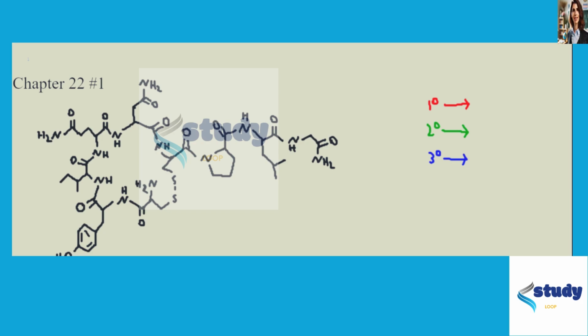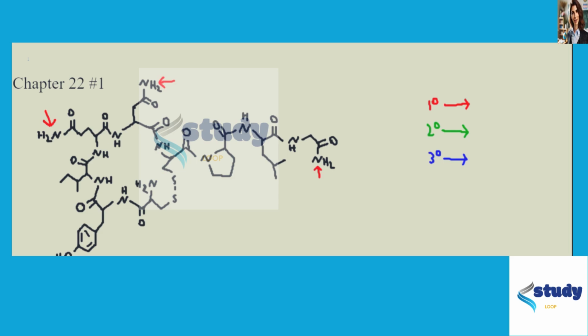I've written a little key to the right here. So I'm going to red arrow all the primary amides. There's one here. There is one here. There's one here. 1, 2, 3. There's one. That's not an amide, though. That's an amine. Okay, so those three are the only three primary amides.